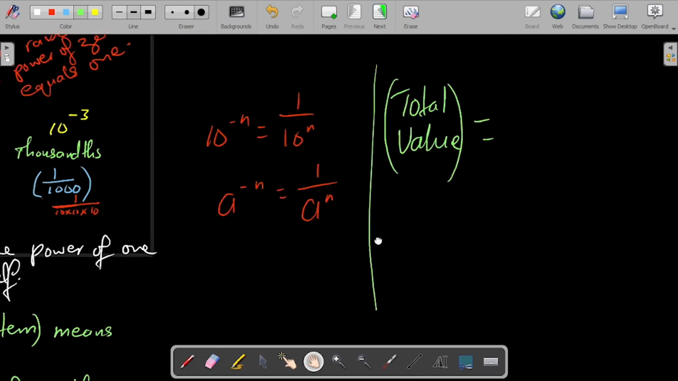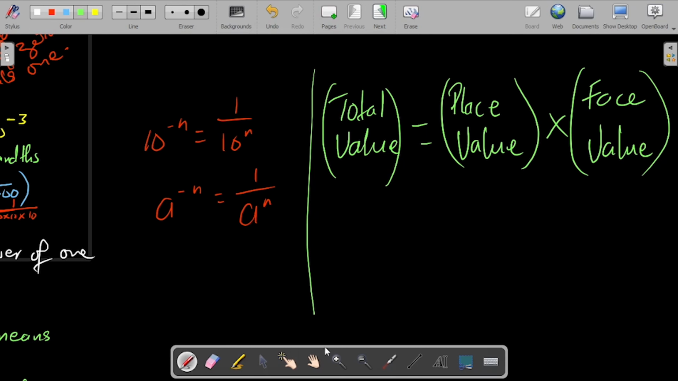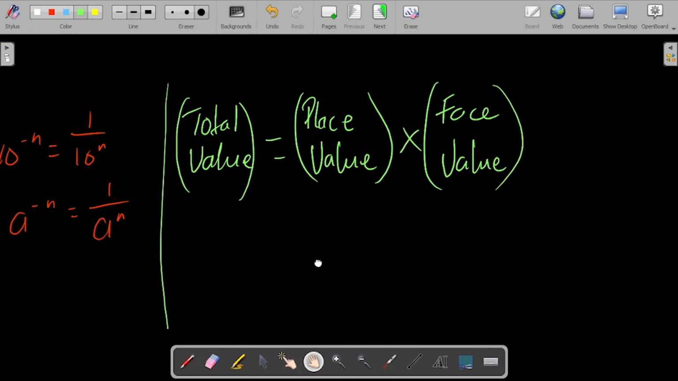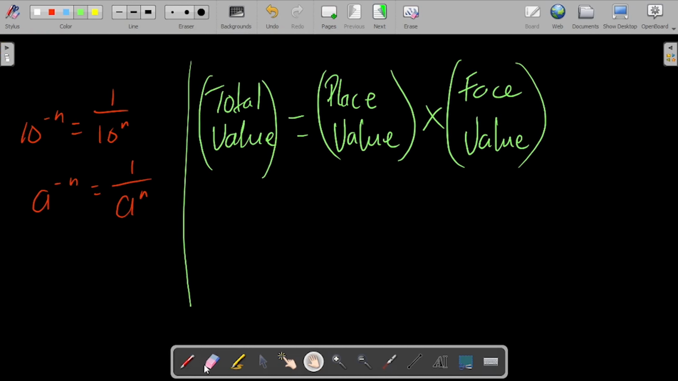Sometimes you might just see the value, or you might just be asked to find the value. But when you're asked to find the value, then it means you have to find the total value. So it would be equal to the place value multiplied by the face value. And that is the equation you would have to use to determine the value of any digit at any position in a number, right? It's abbreviated TV is equal to PV times FV.